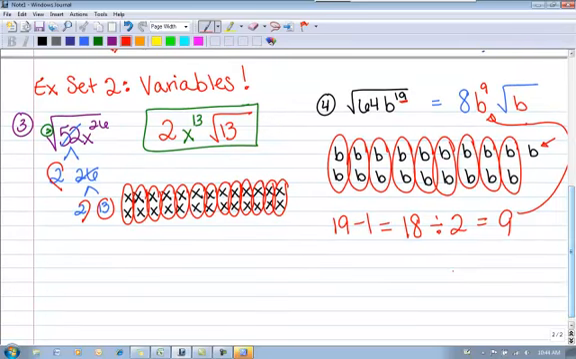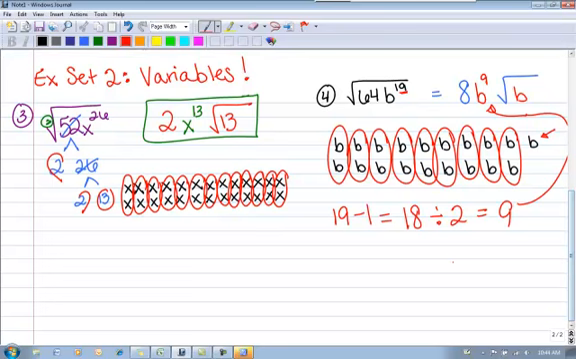So I end up with 8b to the 9th times the square root of b. Alright, let's go ahead and try one more set. And this is the hardest set of them all, because we are going to be doing a lot of stuff inside and a lot of stuff outside, and then we're going to be multiplying it all together. So we're going to get all of our steps in here.